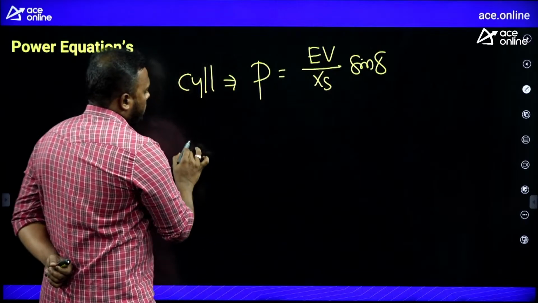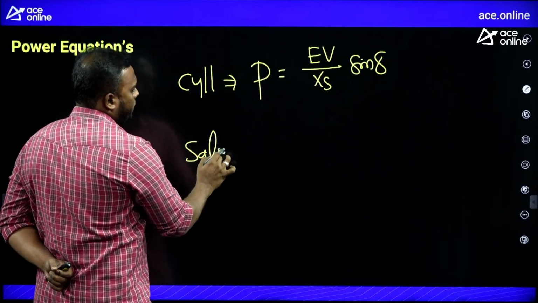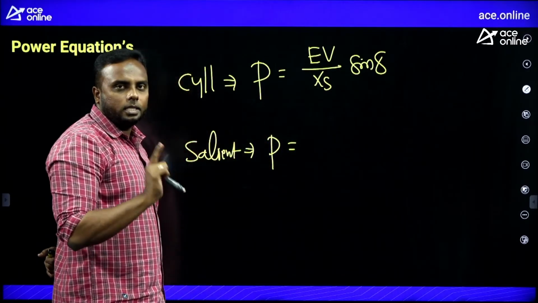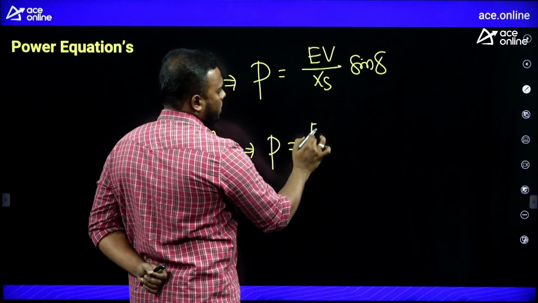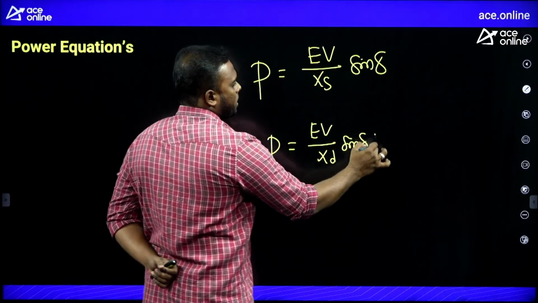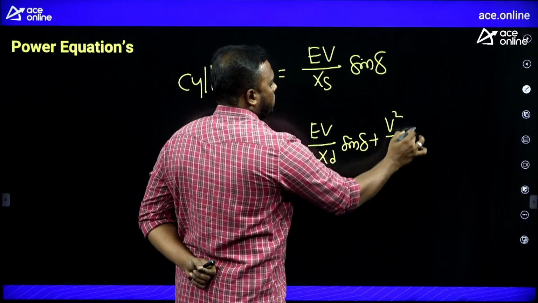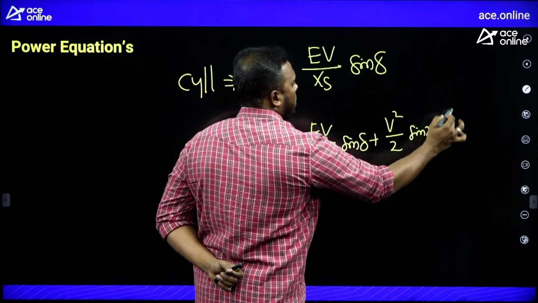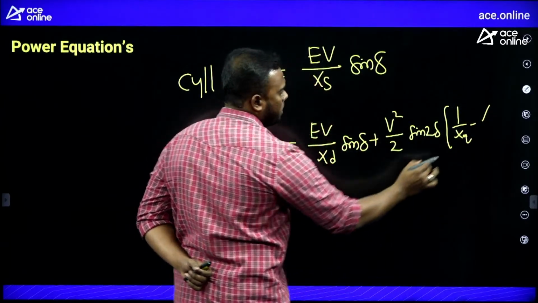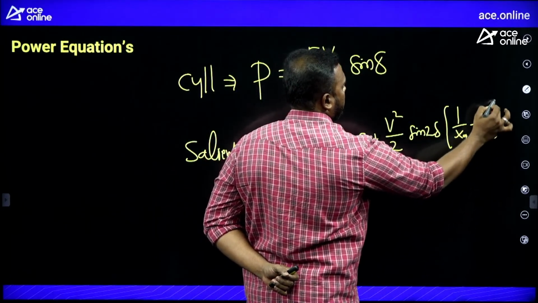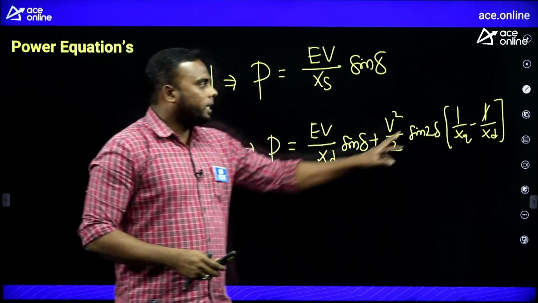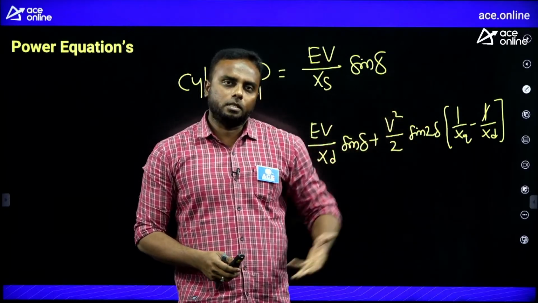Okay, and if it is a salient pole alternator, what is the power equation? Here two powers will come: one is electromagnetic power and the other is reluctance power. They are EV by Xd sin delta plus V square by 2 sin 2 delta into 1 by Xq minus 1 by Xd. Here people get a little confused. This is 1 by Xd. Okay, 1 by Xq minus 1 by Xd. Generally, by mistake in exams, people take 1 by Xd minus 1 by Xq.